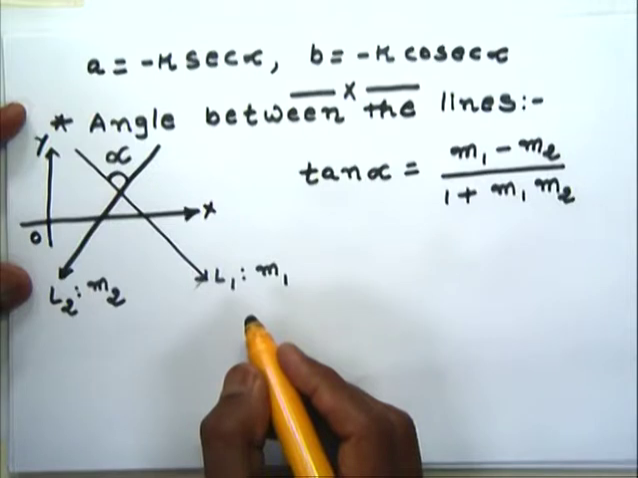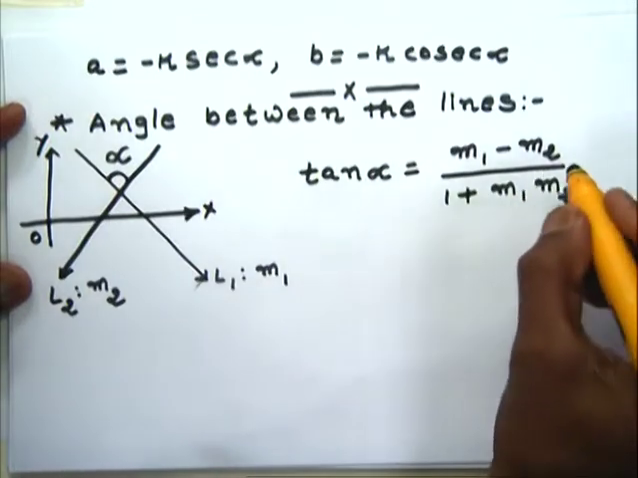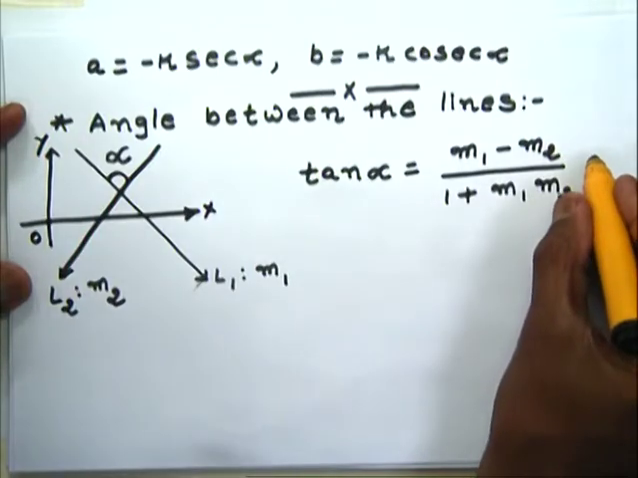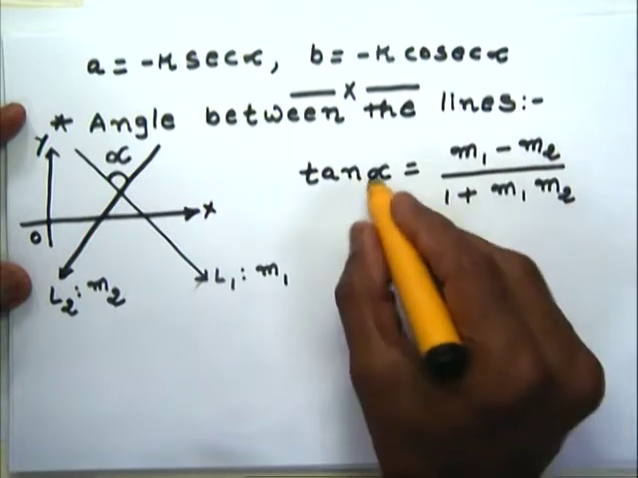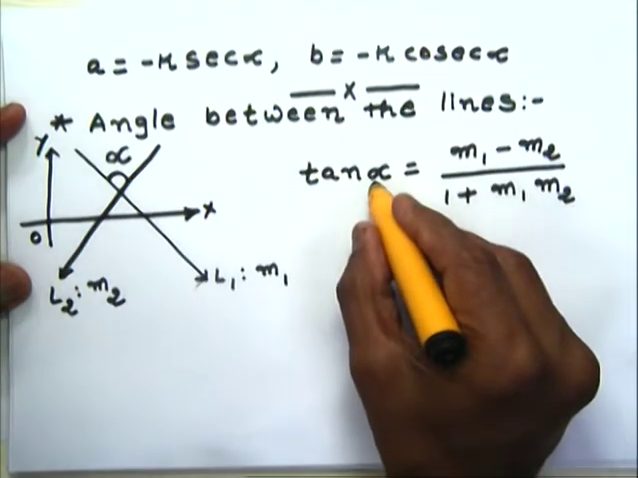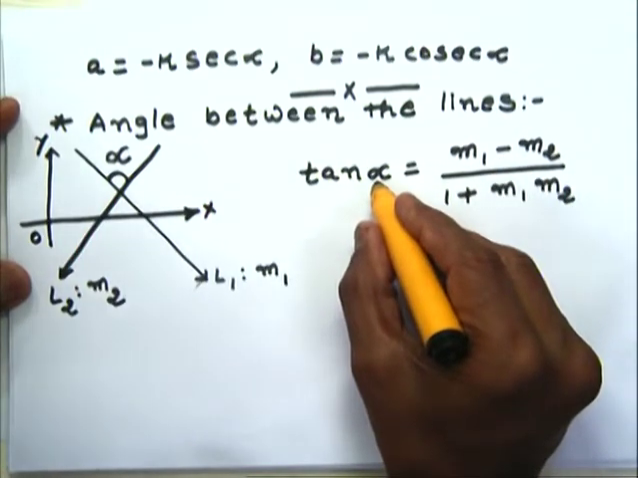As I said, we are calculating acute angle. This value might be negative. And if it is negative, alpha will be greater than 90, that is obtuse.